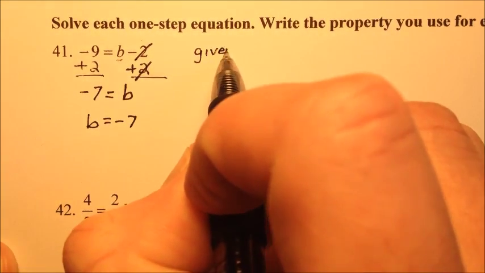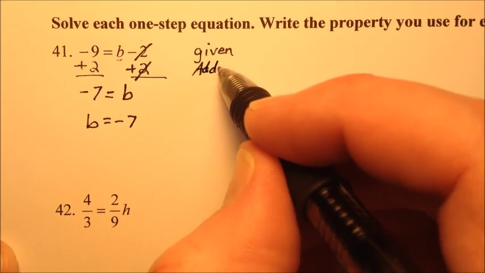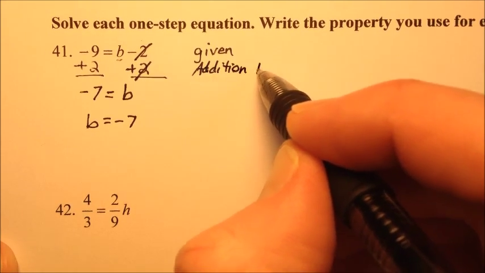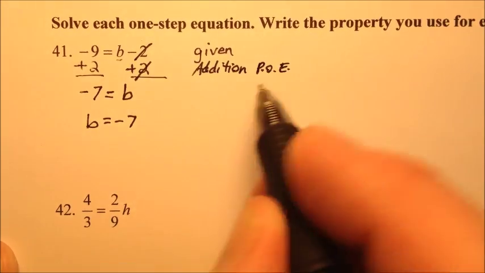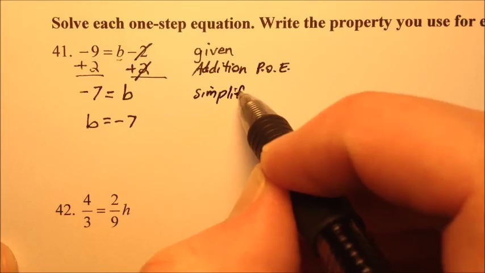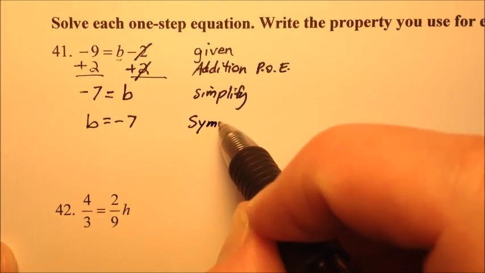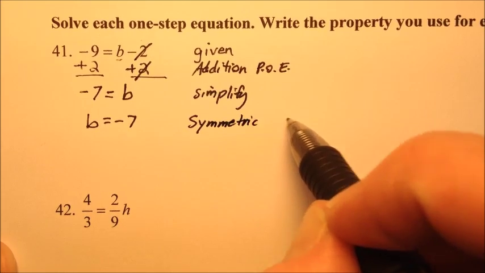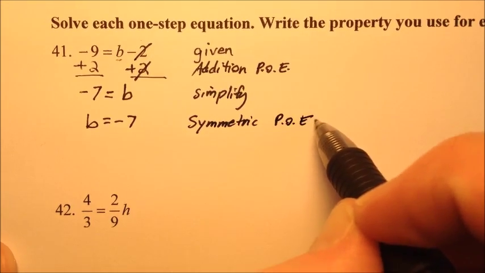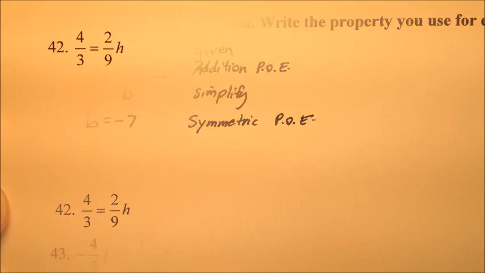The first step is always given, and then we used the addition property of equality, and then we simplified, and then to switch these around we use the symmetric property of equality. So there's the solution for number 41.